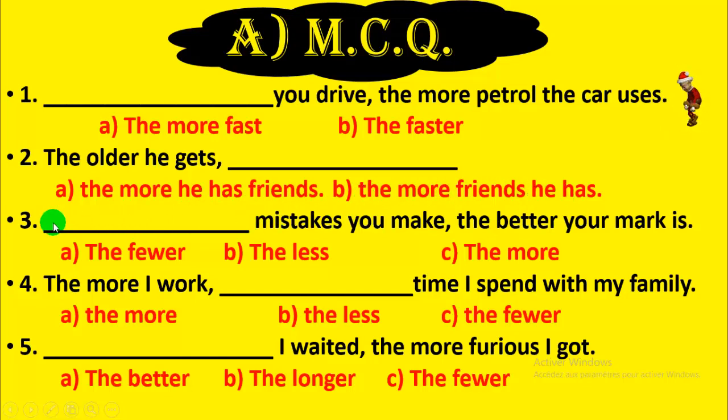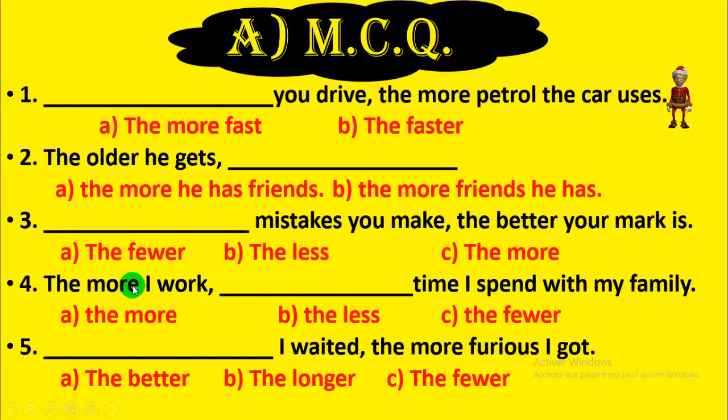Number 3, the fewer mistakes you make, or the less mistake you make, or the more mistakes you make. Which one is it? The better mark it is. Donc, moins tu fais des fautes, moins tu as de bonnes notes. Plus tu as de bonnes notes.